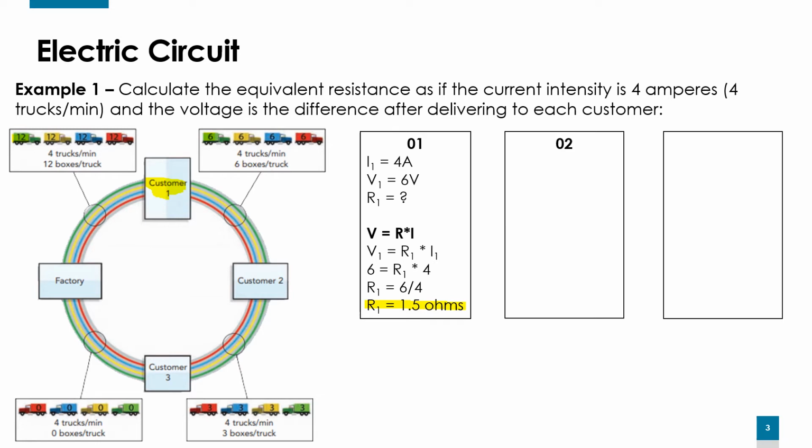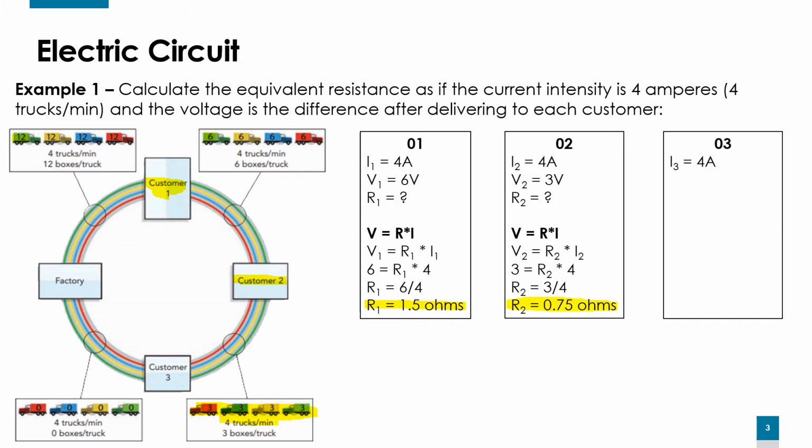Let's do the same for the second one. What's my current? Customer 2 also has 4 trucks per minute, so the current is the same: 4 amperes. But what's my voltage? I had 6 boxes before, now I have just 3. So my voltage is going to be 6 minus 3, which is 3 volts. And my resistance, I don't know, let's calculate. Voltage 2 equals resistance 2 times current 2. So my voltage 2 is 3, my resistance I don't know yet, and my current is 4. So my resistance is going to be 3 divided by 4. My resistance is 0.75 ohms.